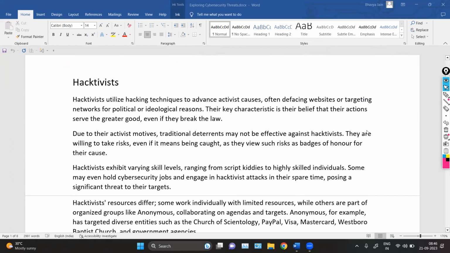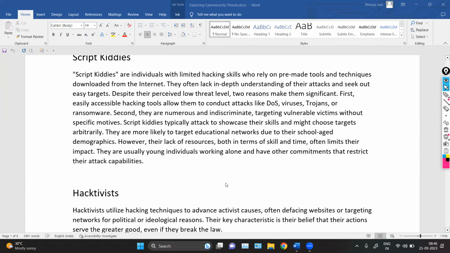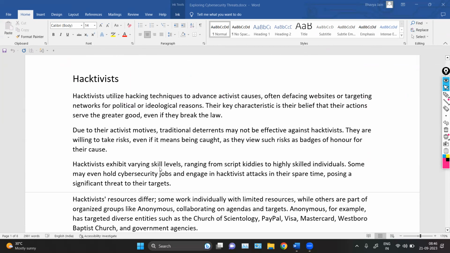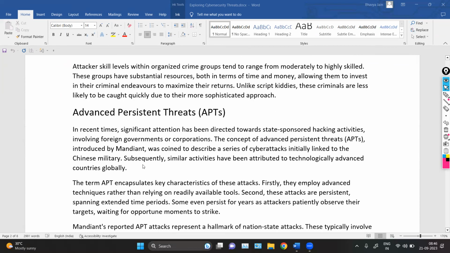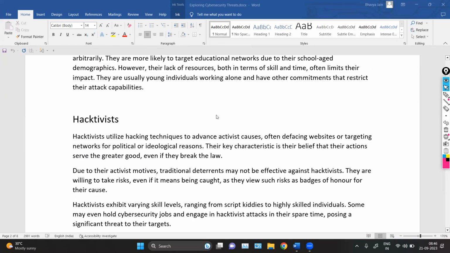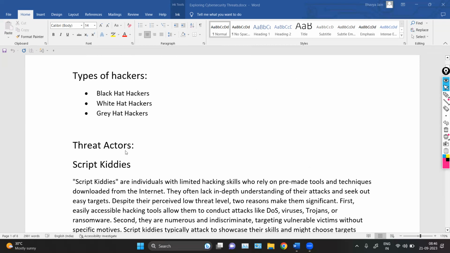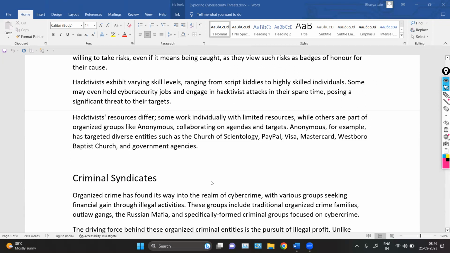See, for the examination, what you should know is that we have different classes of hackers. For example, script kiddies, hacktivists, criminal syndicates, and advanced persistent threats. For the examination, you should know the difference between these terms, like how script kiddies are different from hacktivists, and how hacktivists are different from criminal syndicates. You should know the difference in their characteristics. For the examination, that is compulsory.